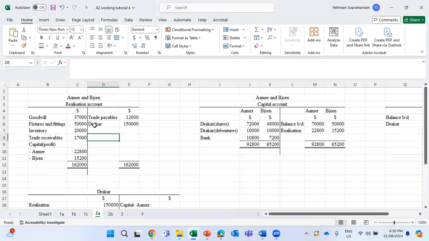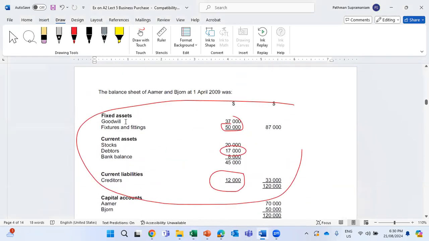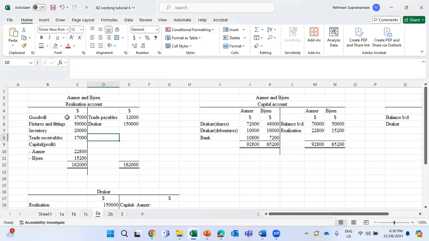Okay, all right, let's go to this. You need to remove all these assets from the seller's books: goodwill, fixtures and fittings, inventory, trade receivable. Those are the figures you see here. Follow the SOFP of the seller and then take out the trade payable. And here you put in the purchase consideration.